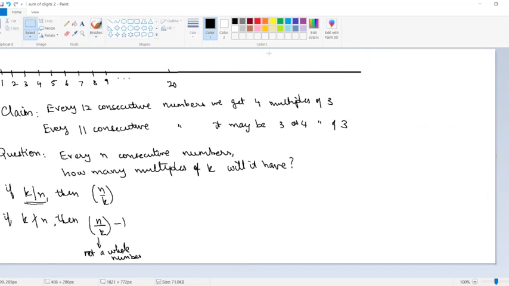So for example, if it is 11 divided by 3, then 3 threes are 9, so 3 point something. The answer would be 3 point something. So we take 3.